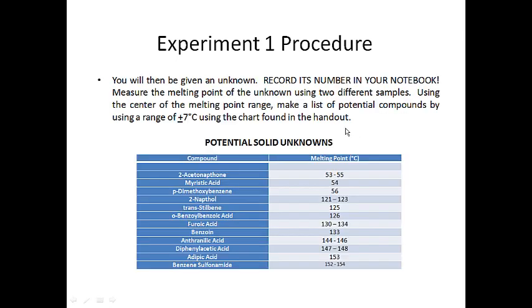Then you're going to be given an unknown in a test tube. First thing you do is record its number in your notebook. Okay, if we don't know what the number of the unknown is, we can't grade it. If we can't grade it, you can't get a score.